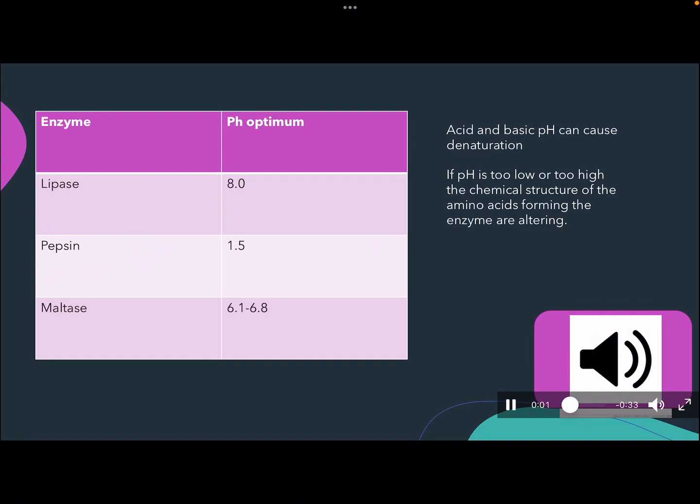So unfortunately there is no universal pH optimum. This graph we've plotted is going to look different in every single part of the body. Lipase in the pancreas sits at about 8.0, but lipase in the stomach is about half of that. With pepsin it's 1.5 and maltase 6.1 to 6.8. So even acidic and basic pHs can cause denaturation. If the pH is too low or too high, the chemical structure of the amino acids forming the enzyme are being changed, and we will see the active site denature, and the substrate can no longer bind in the same way.